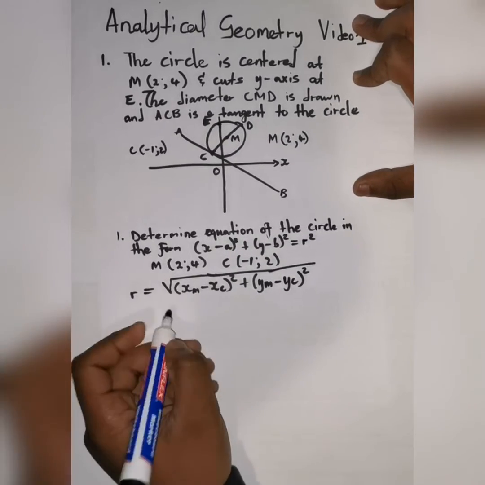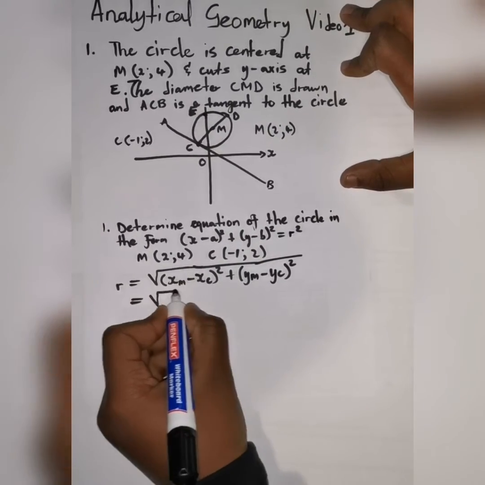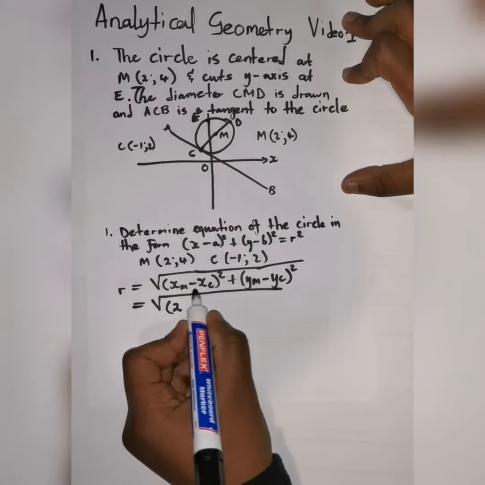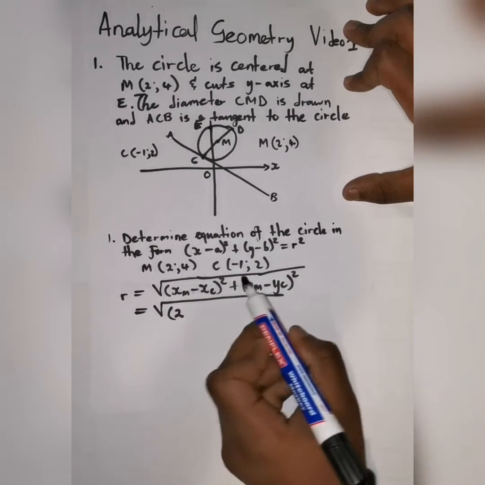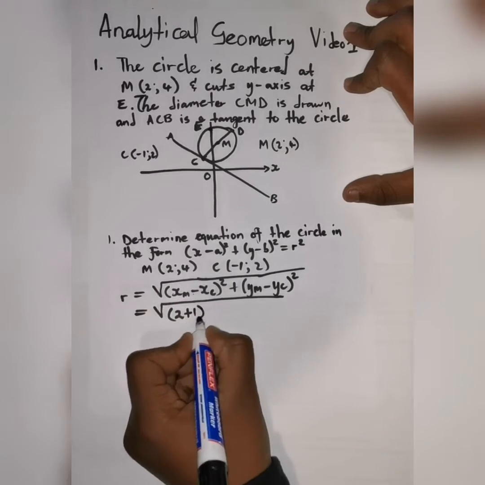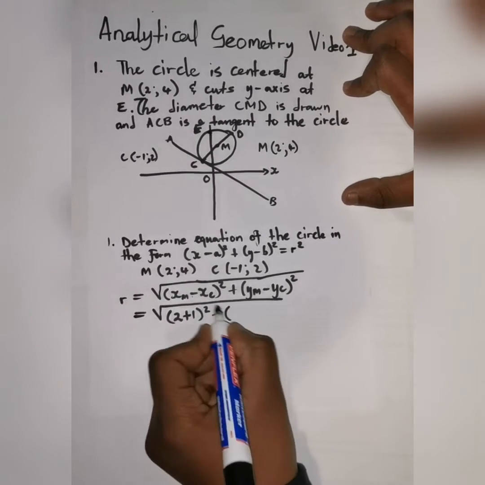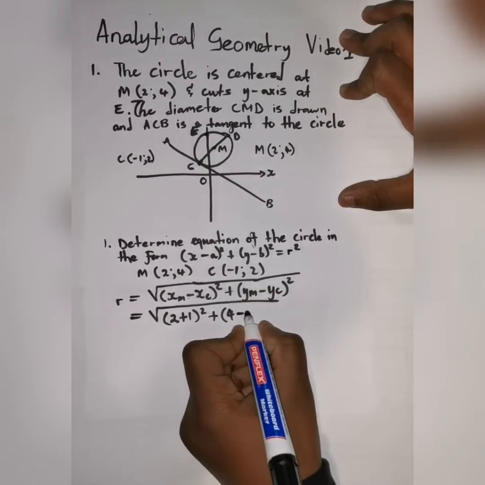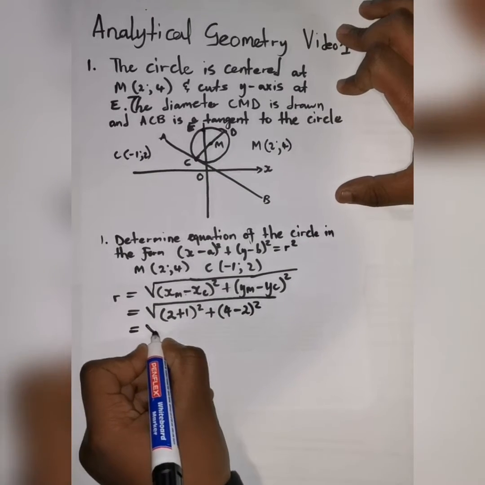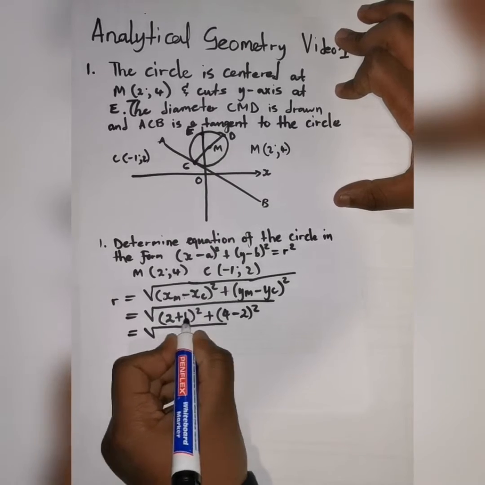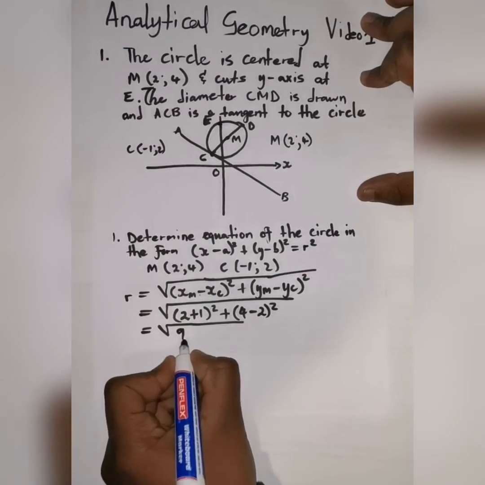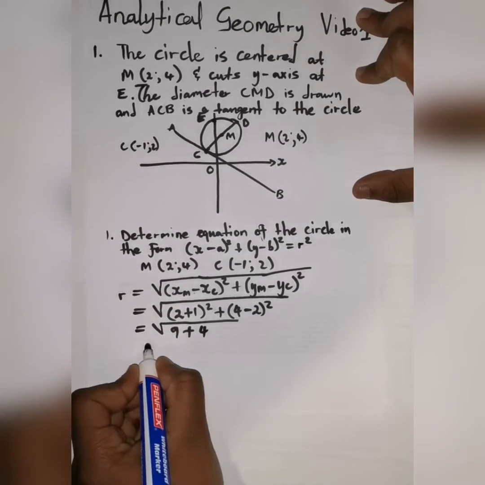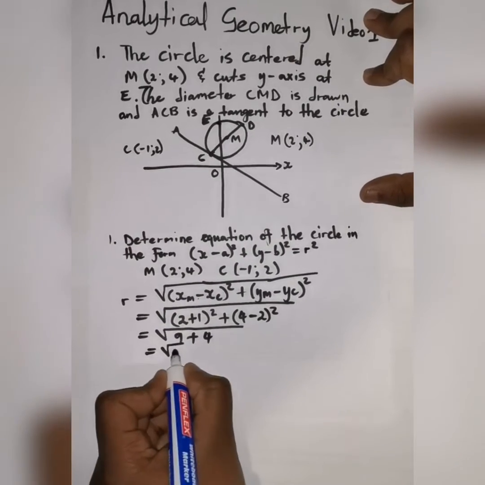When you substitute this, x of M is 2, minus x of C, which is minus 1, so it's a positive 3 squared, plus y of M, which is 4, minus y of C, which is 2, so minus 2, squared. This gives us 3 squared, that's 9, plus 2 squared, that's 4. So this actually gives us root 13.